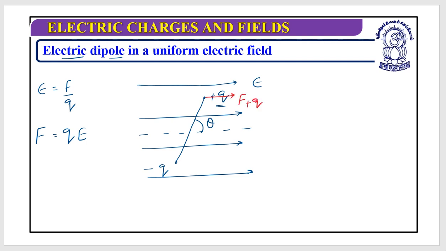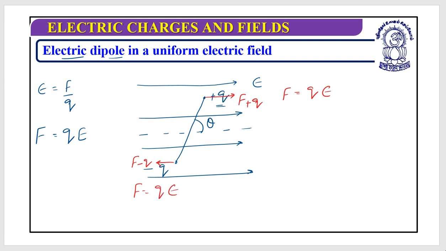This is the force on plus q. It is obvious that when the positive charge has a force, the negative charge would have a force of the same magnitude in the opposite direction. This is the force on minus q. Would it be clear? Yes. Now what would be the magnitude of this force? It is q into E. What is the magnitude of this force? It is again q into E.